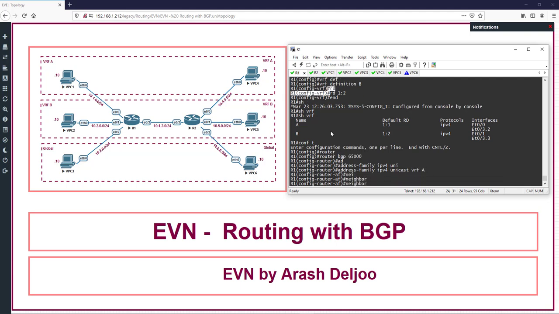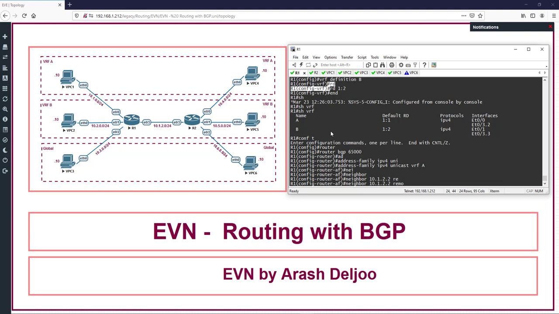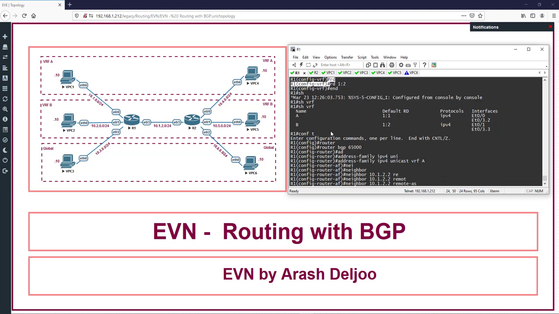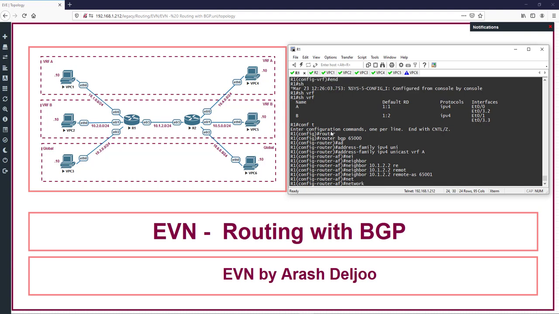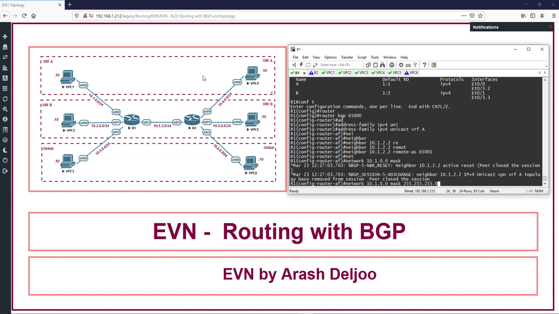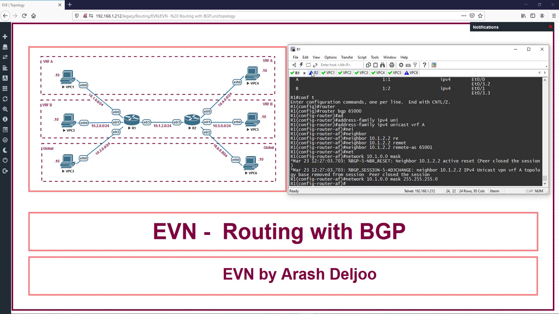Here, we should configure our neighbor command. The neighbor is 10.1.2.2, again with the remote AS of 65001. Neighbor 10.1.2.2, remote AS 65001, the same IP address. And after that, we can configure the network statement. The network is, for VRF A, 10.1.0.0 with the mask of 255.255.255.0. That's it.